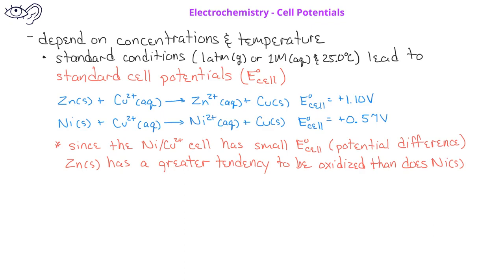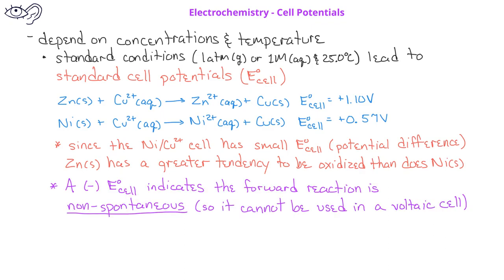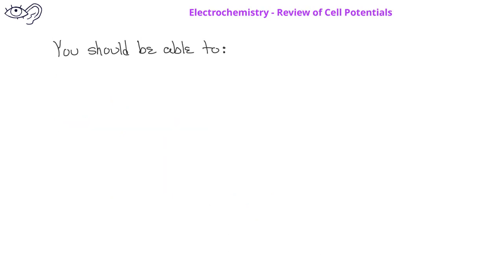A negative standard cell potential indicates that the forward reaction is non-spontaneous. Therefore, for voltaic cells, which require that a spontaneous reaction be in place, all standard cell potentials for voltaic cells must be positive. By now, you should be able to define electrical current, including the common units.